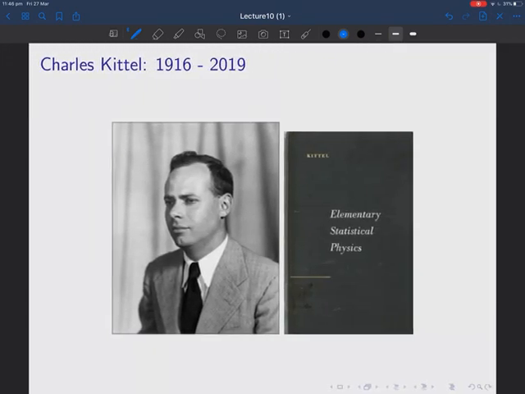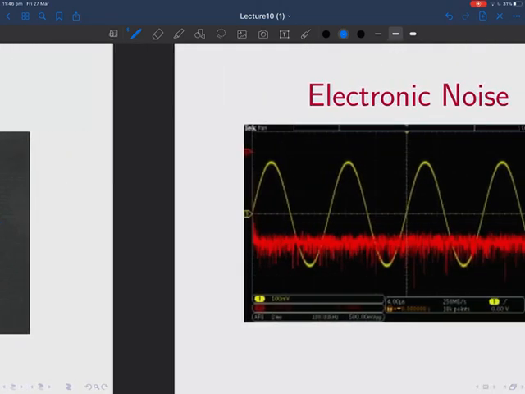Okay. The book I'm going to use here for some of this work is by Charles Kittel. He wrote a book on solid-state physics, which is very well known. But his book on elementary stat phys is also very good. The word elementary here should be taken with a pinch of salt. It's not really an elementary book at all. Some of the arguments are very advanced. But it is a nice book. And Charles Kittel, like a lot of physicists, basically lived forever. He died only recently at the age of 102 or 103. So he's written a very nice book there.